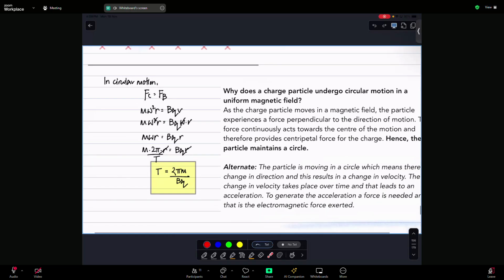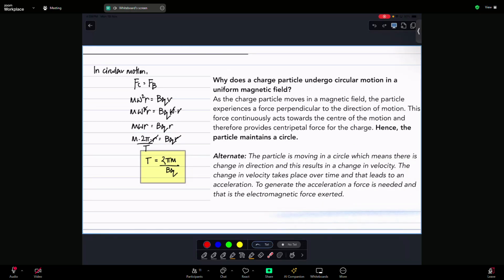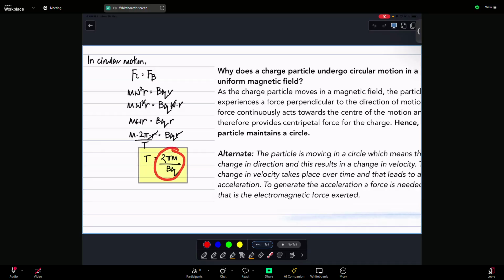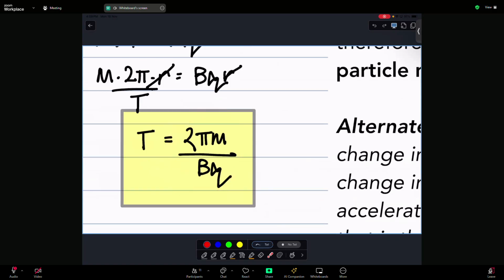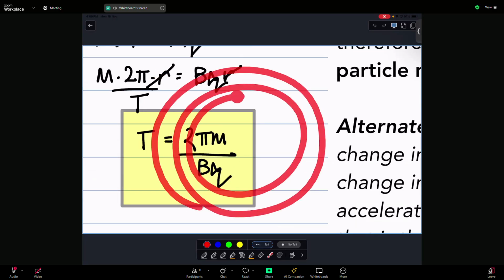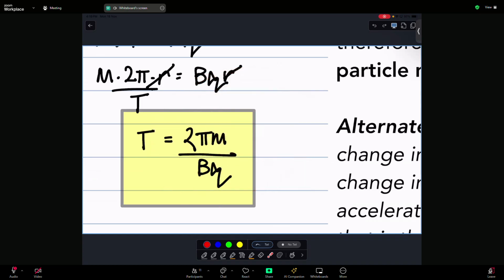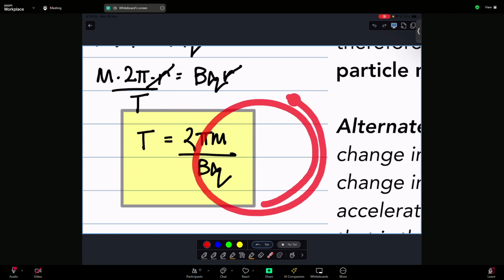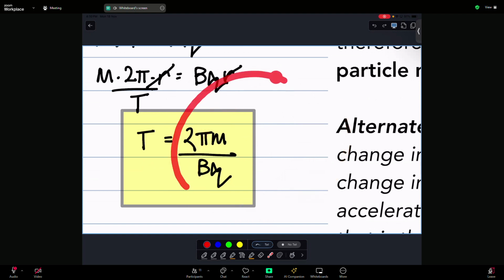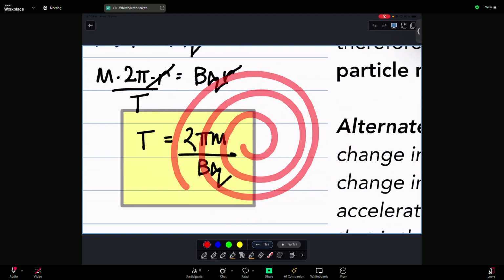Right, and we also saw something else here, which is if you take the other equation and try to find the time the particle takes, the time is independent of a very important quantity here. What is that? Radius. So the radius cancels out, which means if your particle keeps spiraling inwards, the time it takes to make one circle will always be the same. Even if it spirals outwards or inwards, the change in radius doesn't really have an impact on the time.